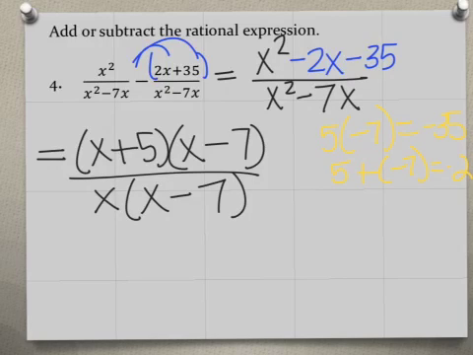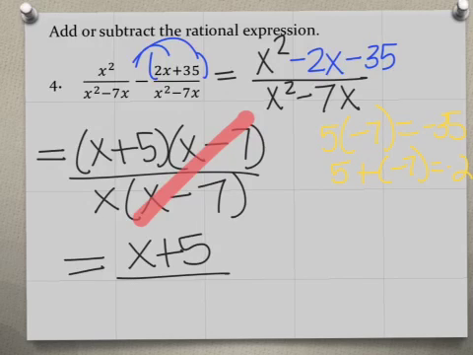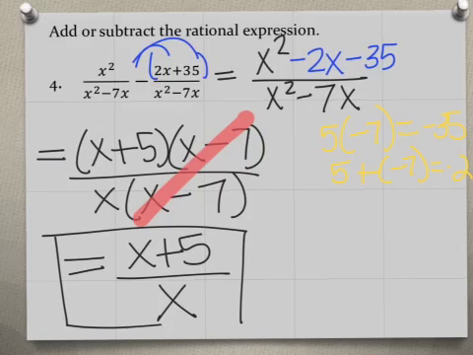Now we want to check for any common factors that we can cancel out in the top and the bottom. As you can see here, the top and bottom both have x minus 7, so they can cancel out. So then our final answer is going to be, let's see, x plus 5 at the top over x. Now remember, you can only cancel out factors. So with x plus 5, you can't cancel out the x values. That would be incorrect. So this will be your final answer here: x plus 5 over x.